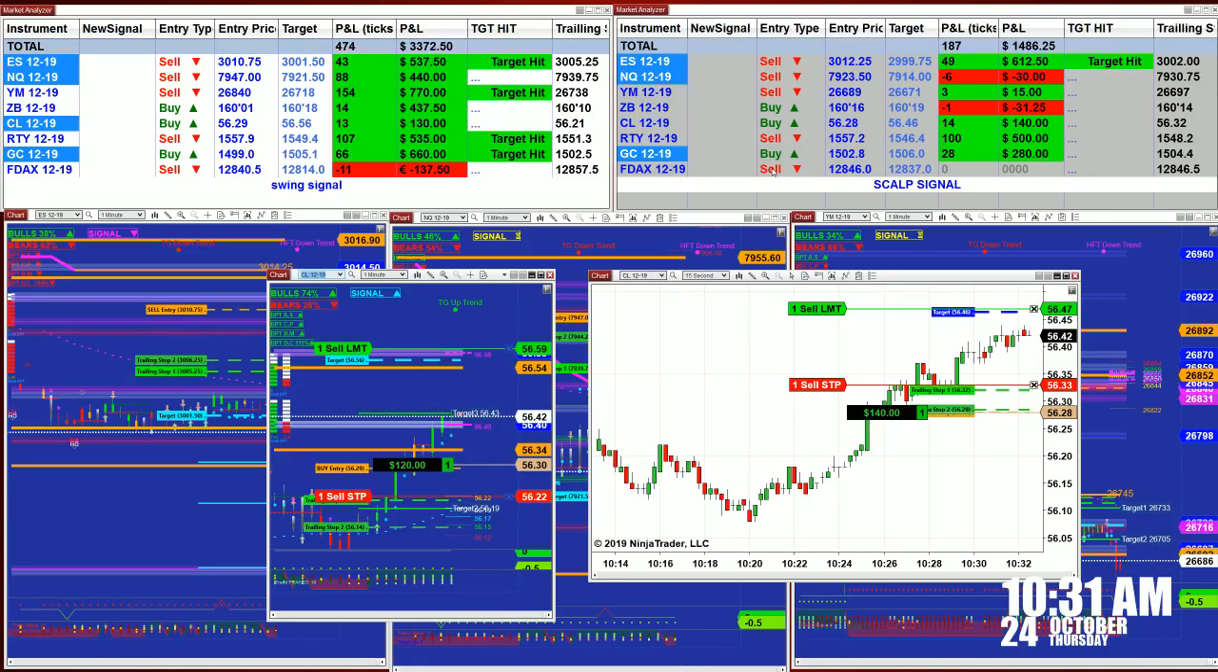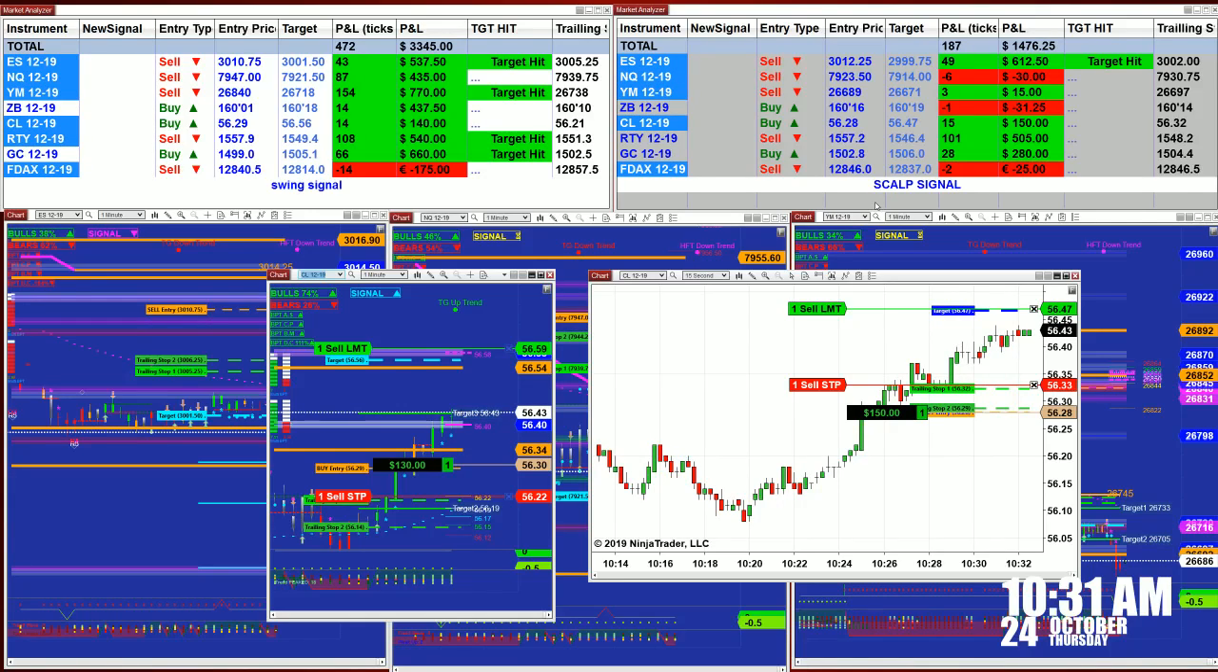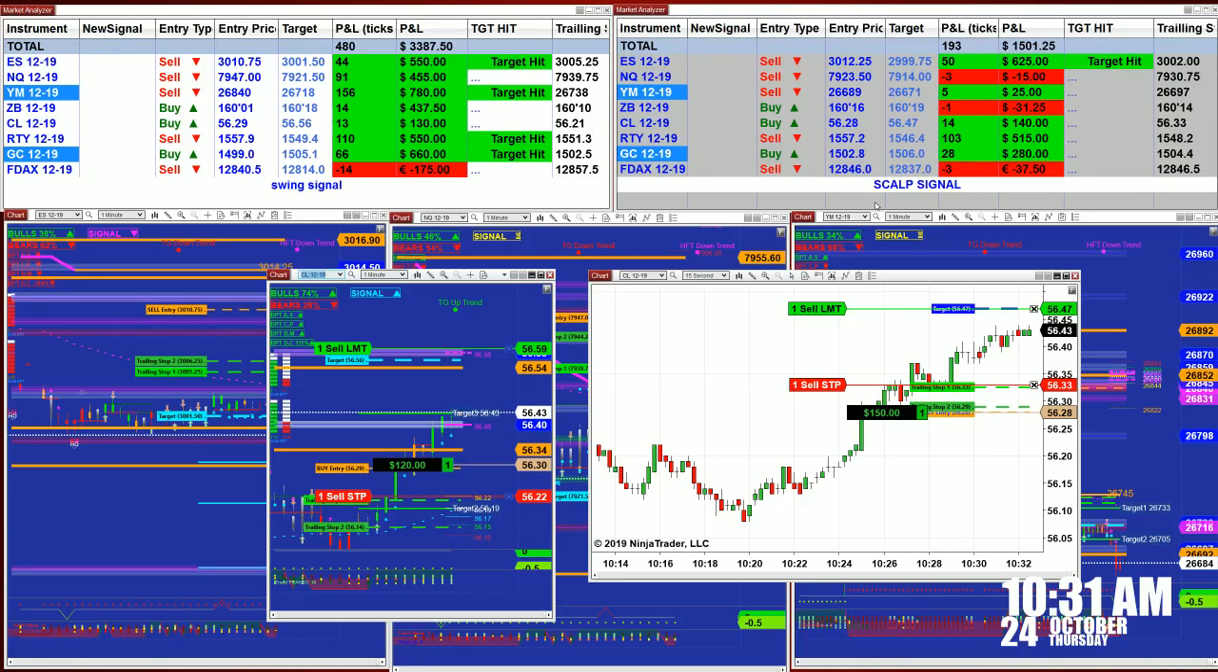For the DAX, last signal is still on a 0. It is still in the same place. Those are the last signals we had. And the YM was very fast.